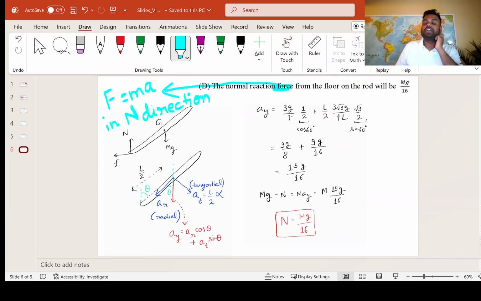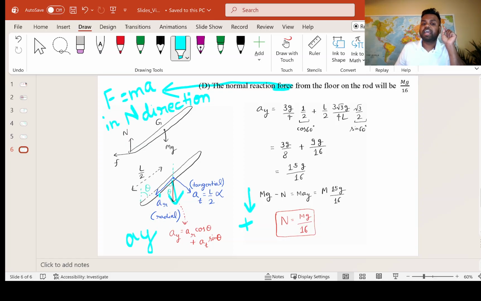And then part D, normal reaction force from the floor on the rod. So at point A, right? So this is the force diagram. And when you say force, you already know acceleration, so you can apply F equal to ma in the direction of n. If you apply that, you will get mg, let's say the downward is positive, so mg minus n equal to may. ay is the net acceleration. This is your ay.